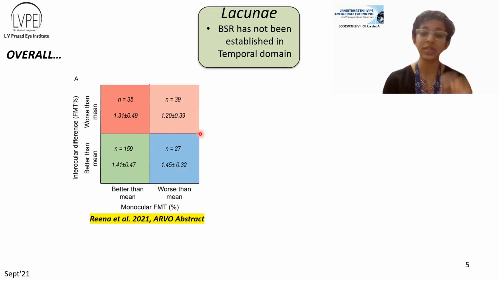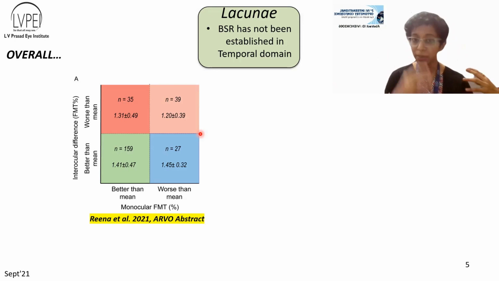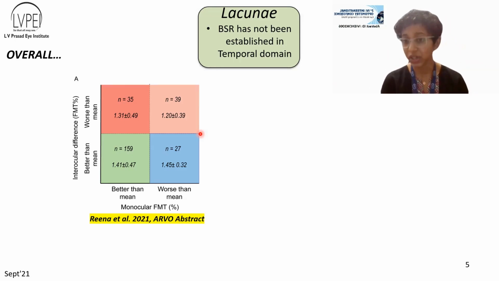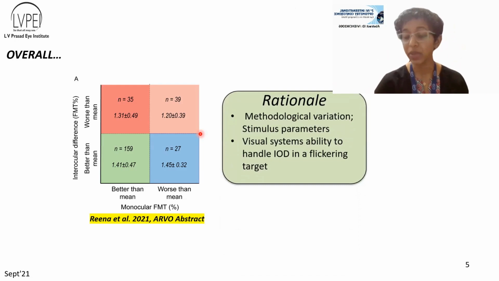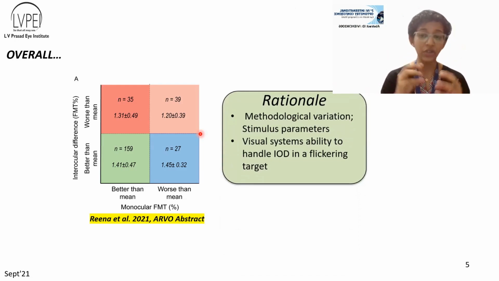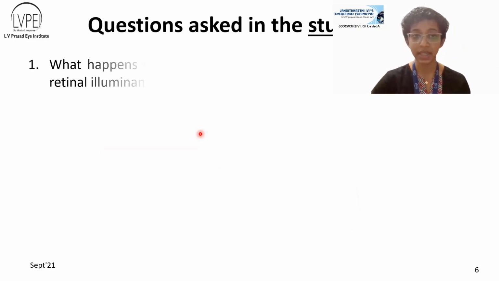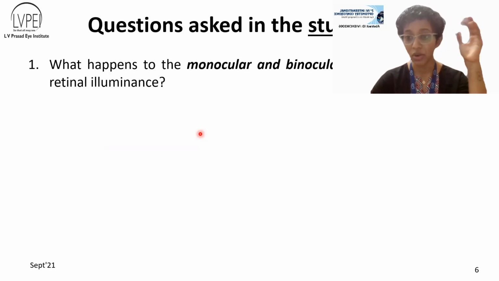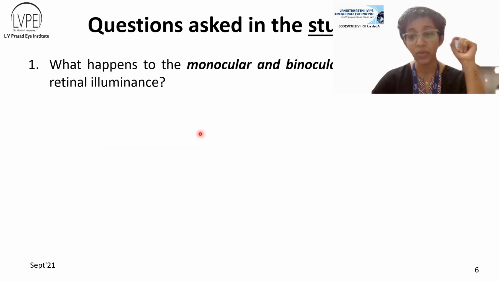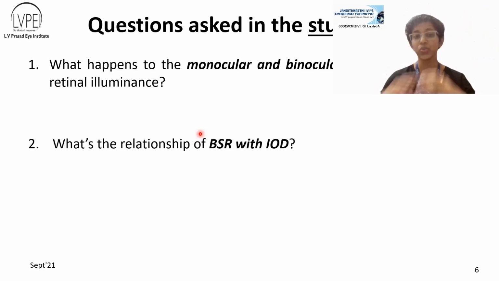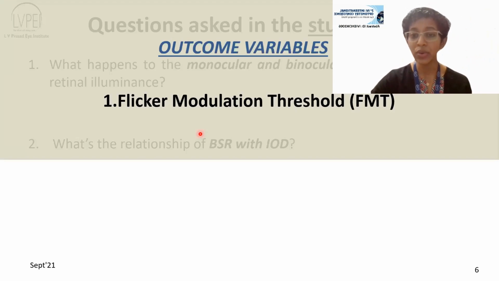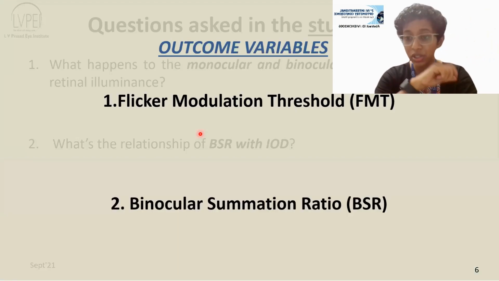It's interesting because the subjects that we had included in the previous study were all normals. Now, in these normals, somehow there was a difference between both eyes in terms of thresholds, and hence the summation ratio reduced. So that brings us to the rationale of the present study, where we deliberately create such differences to find the summation ratio. The other important questions asked in the present study were, how are the monocular and binocular modulation thresholds going to vary with retinal illuminance? And second, to estimate the summation ratios with interocular differences. So the two important outcome variables of the study are the flicker modulation threshold itself and the binocular summation ratio.